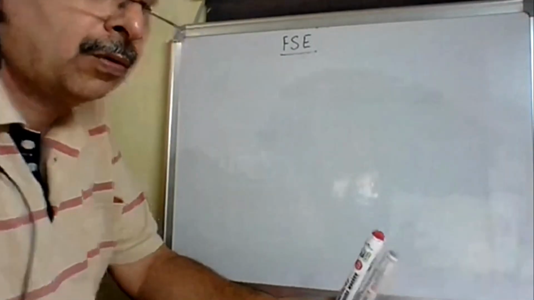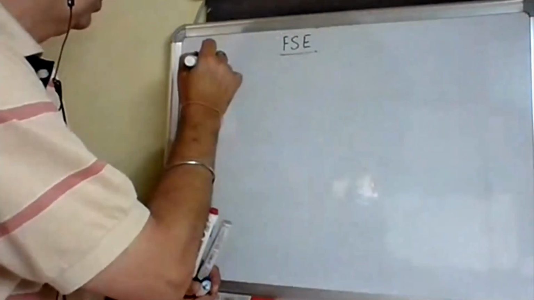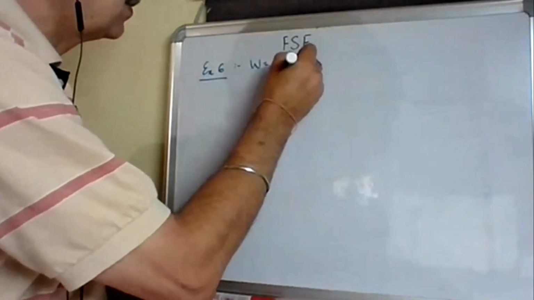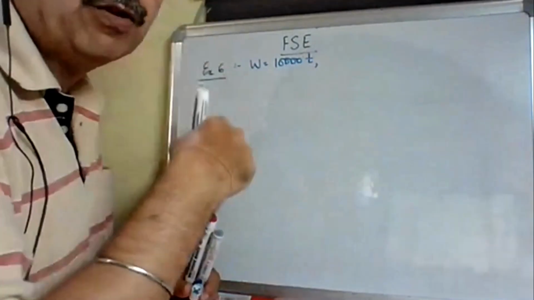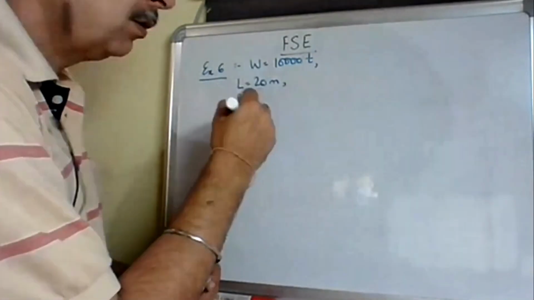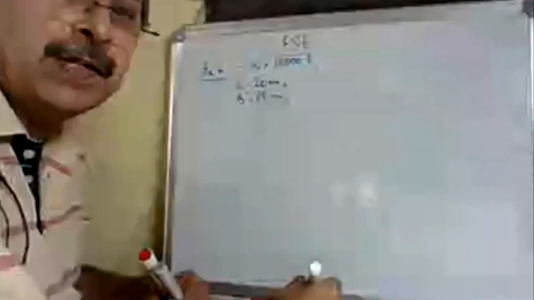So let us come to example 6. So ship of displacement 10,000 tons. Number 3 DB tank is partly full of salt water. So slack tank. Length 20 meters. Breadth 18 meters. Calculate the FSC cost.